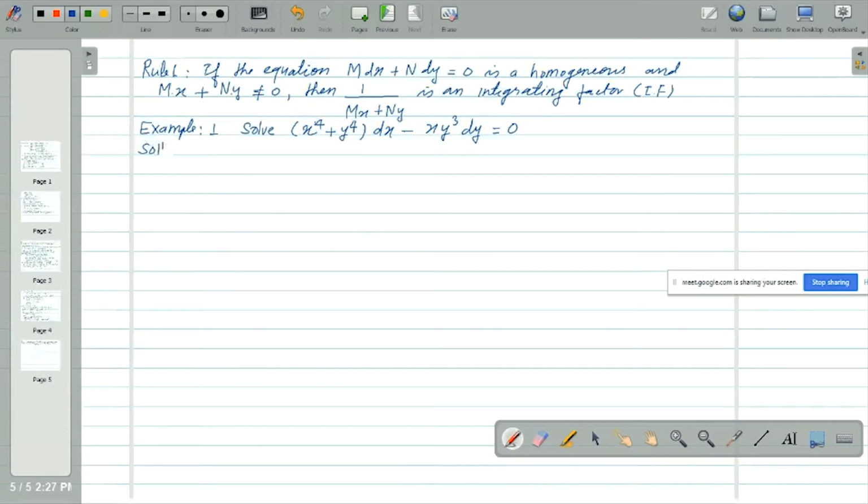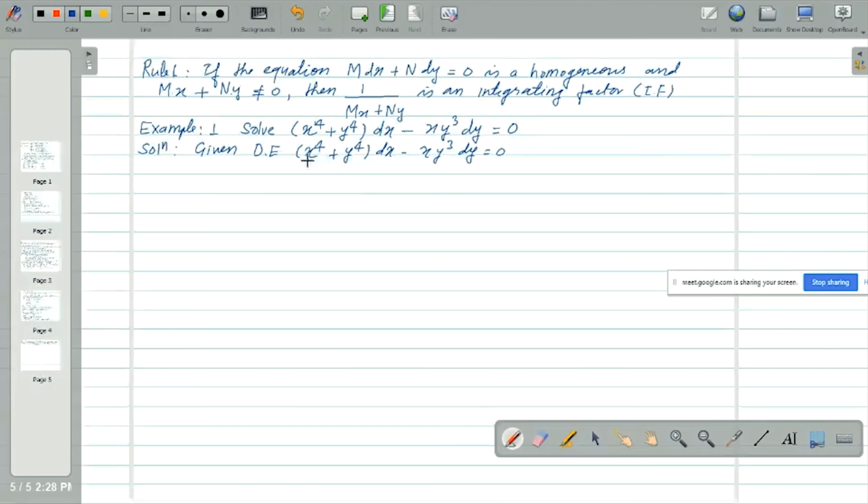Let us see how to find the solution of this. So first of all, our job is to write down the given differential equation. What is the given differential equation? x raised to 4 plus y raised to 4 dx minus 4xy cube dy equal to 0. Is this a homogeneous differential equation? Yes or no?